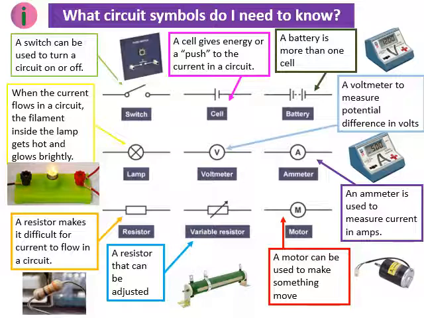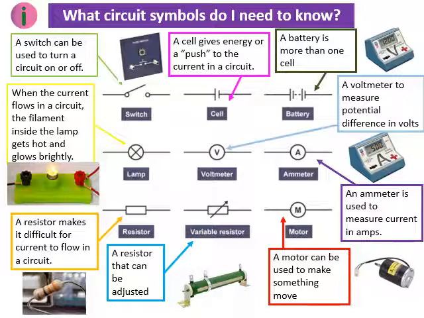A variable resistor is a resistor that can be adjusted, so it can provide more or less resistance. A motor can be used to make something move. You've got an ammeter and a voltmeter. They're both used to measure: a voltmeter measures potential difference, and an ammeter measures current.